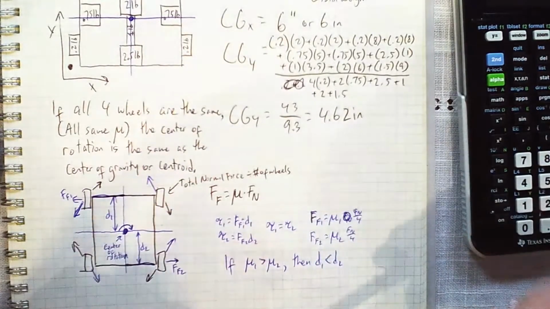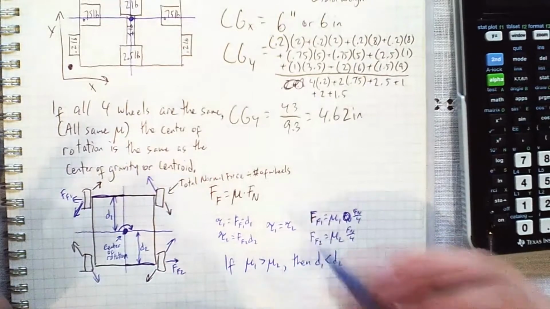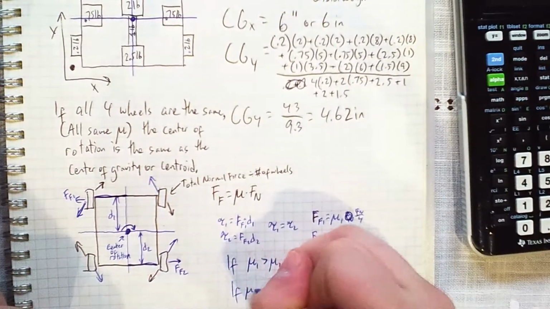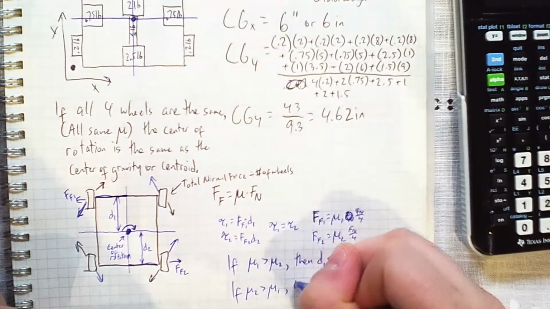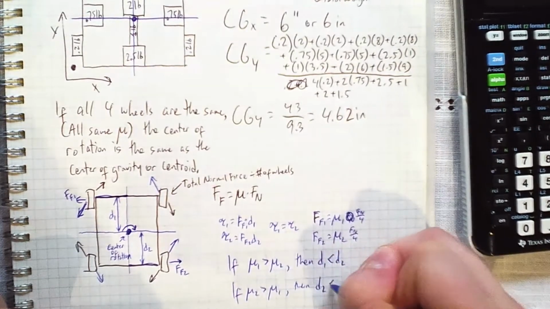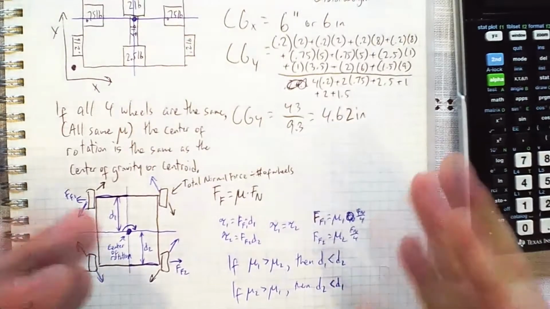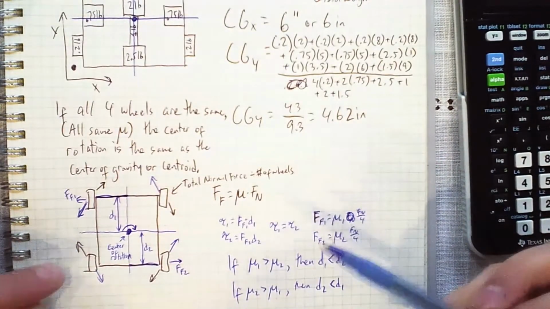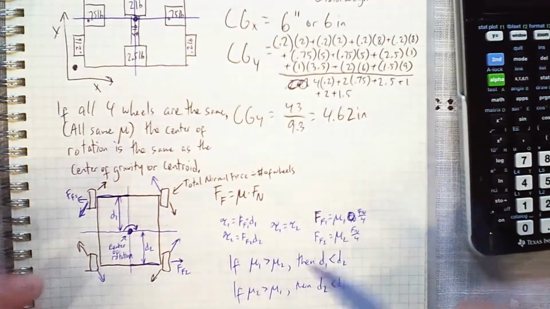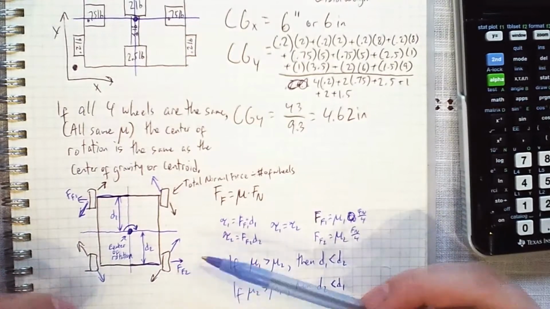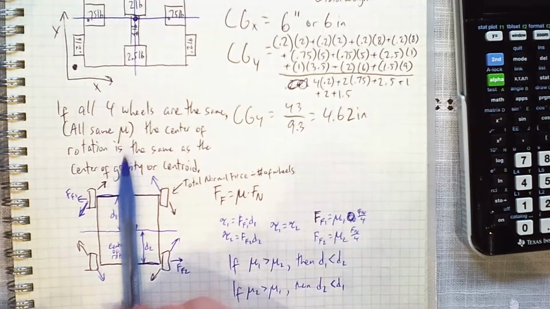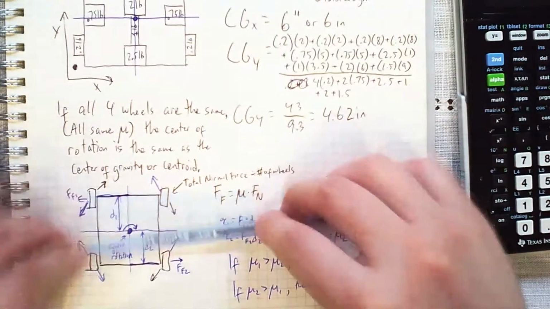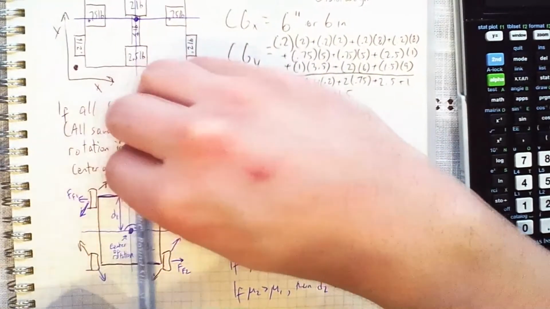And the reverse is true. If coefficient of friction 2 is greater than coefficient of friction 1, then D2 is going to be less than D1. At this point, you might be asking, okay, well, what if these two are different? Well, that actually complicates things, but you wouldn't do that on a robot because that's going to cause this center of rotation to not only move forward and back, but it's actually going to move side to side.